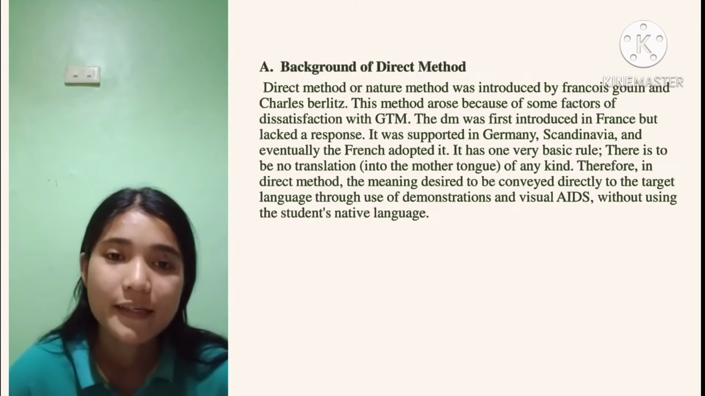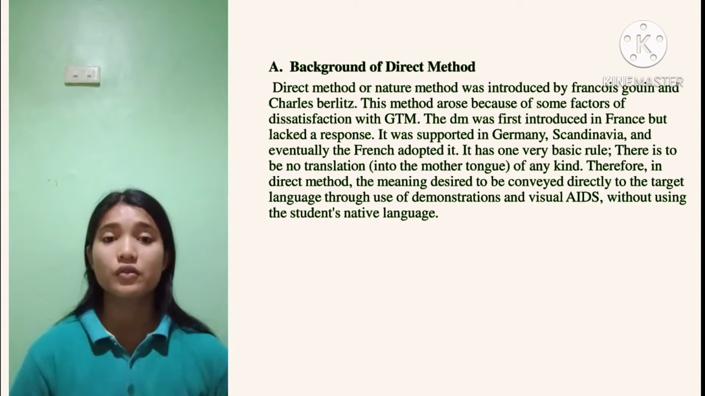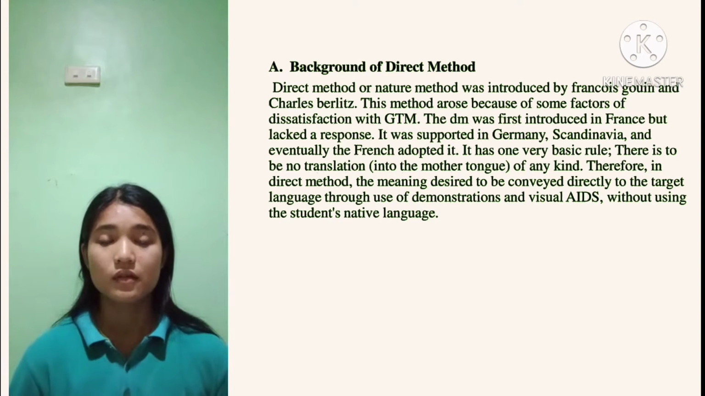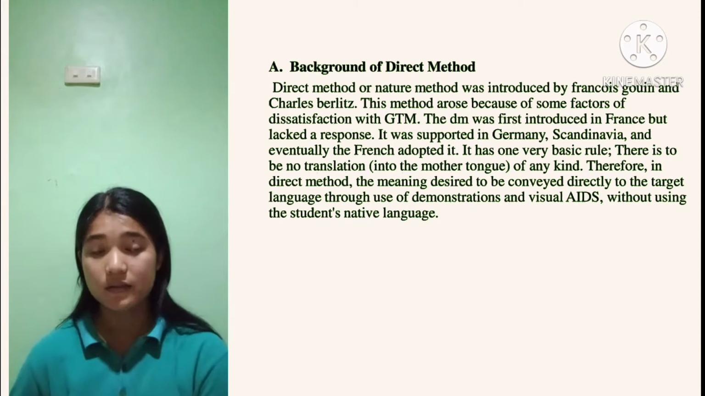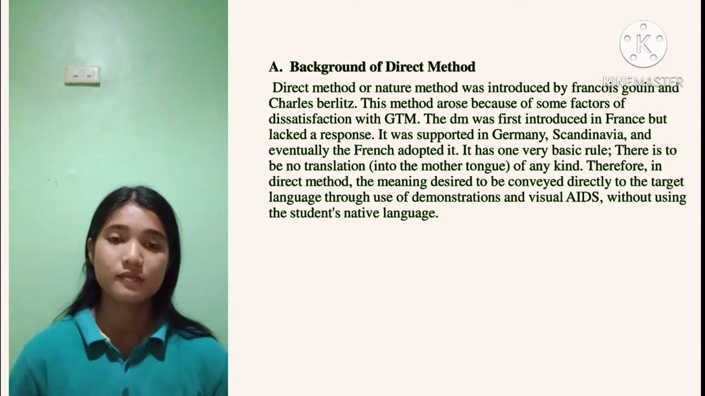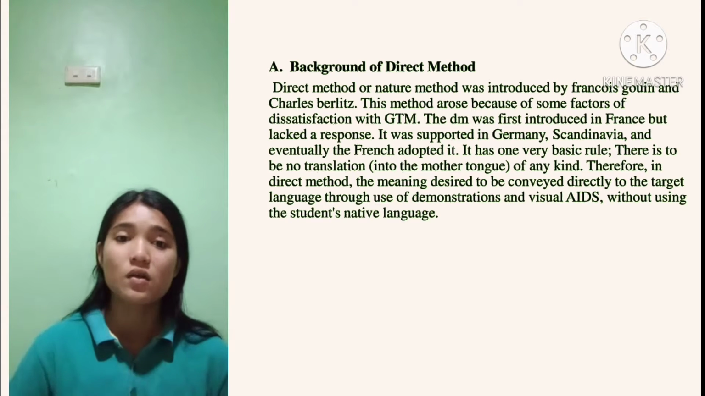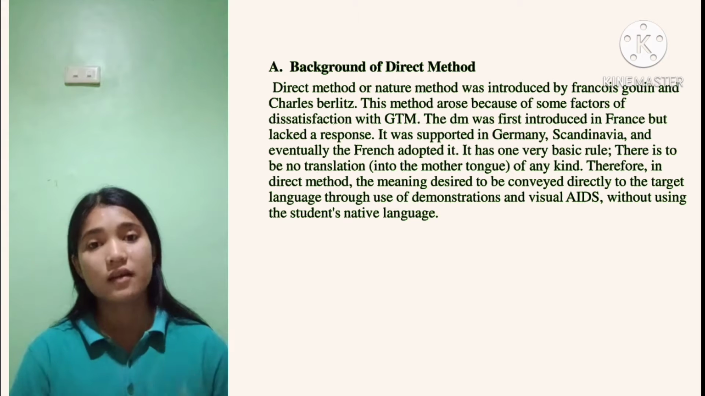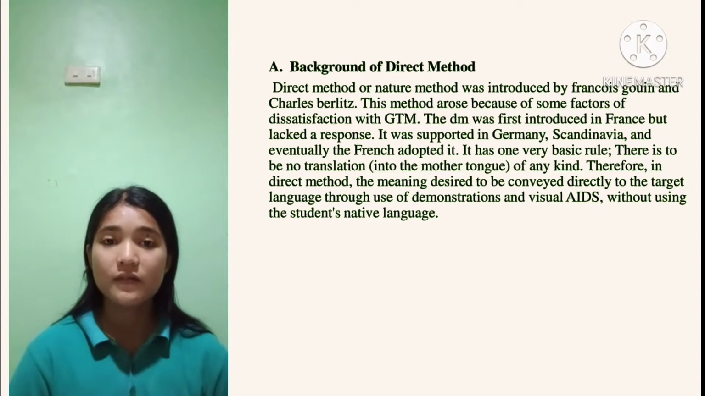Direct method. The history of direct method. Direct method, also called natural method. This method was established in Germany and France around 1900. Direct method was introduced by Francois and Charles. Direct method arose because of some factors of dissatisfaction with GTM.